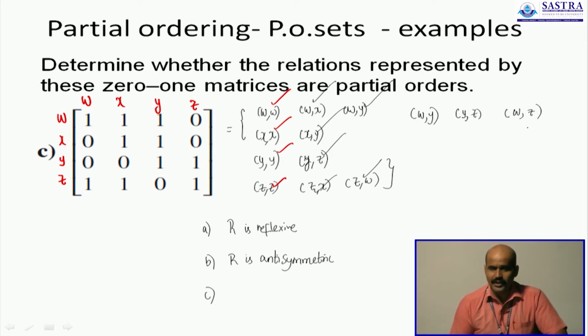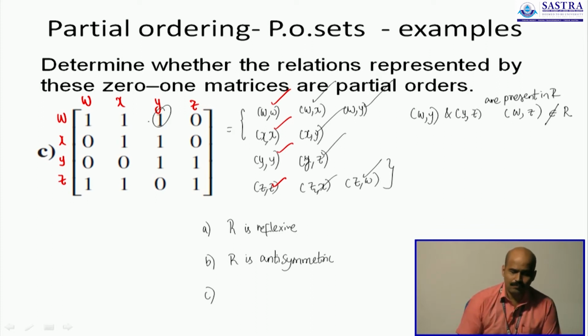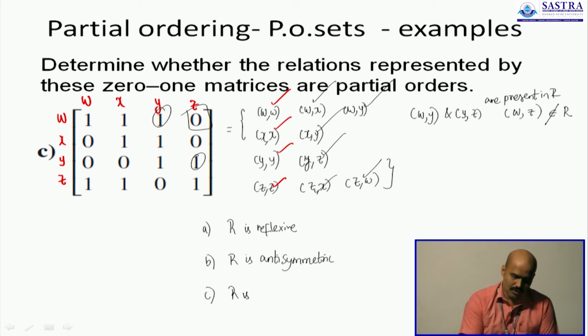WZ is absent, and hence you see that these 2 are present in the relation, but W comma Z is absent in the relation. Despite having both WY, which is here, and YZ, which is here, this element is still a 0, this element is supposed to be a 1. That's not happening, and therefore the relation is not transitive.